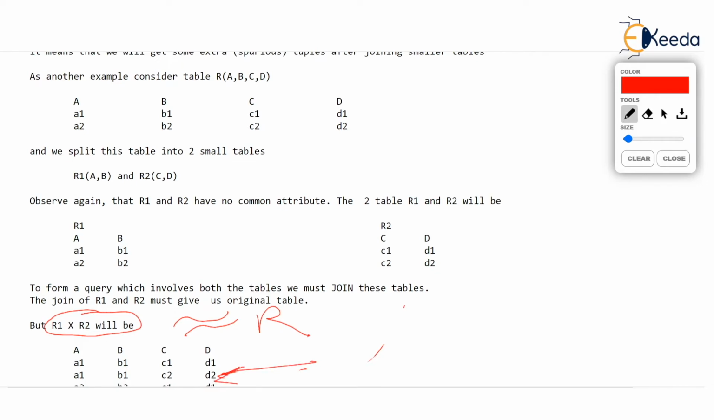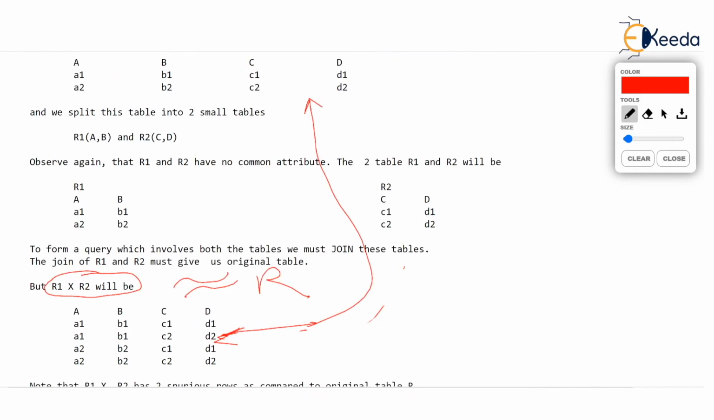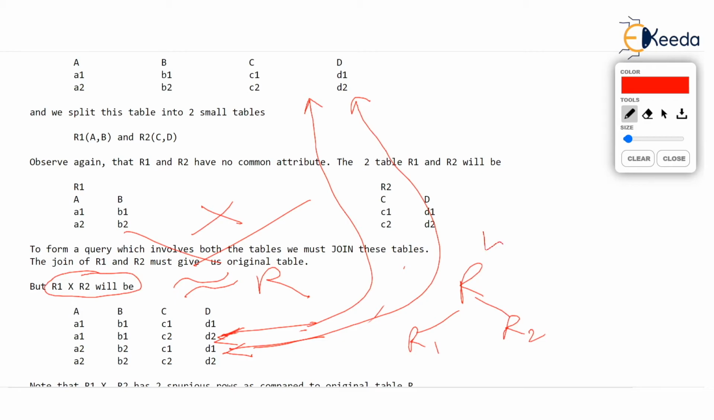And also the other row which is spurious is A2 B2 C1 D1. Observe, this row is also not there in the original table. That means the join, that is R1 cross R2, the join of these two, has resulted in a wrong result. Then the decomposition of R into R1 and R2 is wrong, and it is called lossy decomposition.